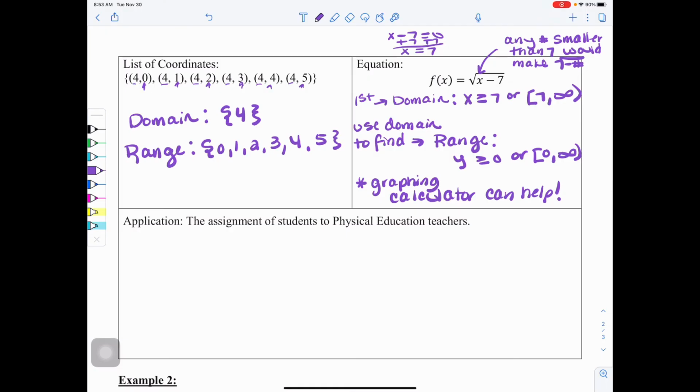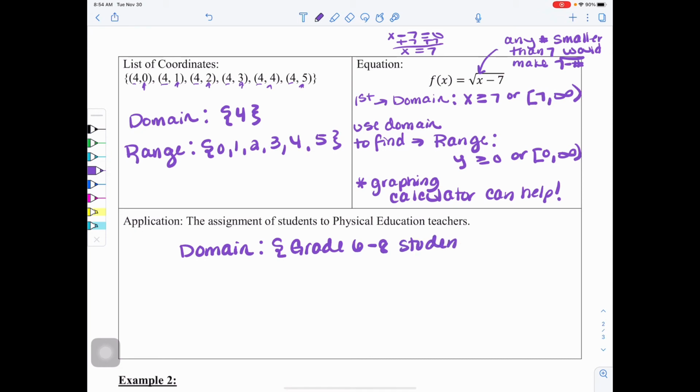So now lastly, let's look at the application. In other words, a description or word problem. The assignment of students to physical education teachers. So we've got to think about this. We're talking about the middle school. So what kind of students do we have in the middle school? We have grades 6 through 8. So each student is going to be assigned to a PE teacher. So the domain, which remember are our inputs, are going to be the set of grade 6 through 8 students.